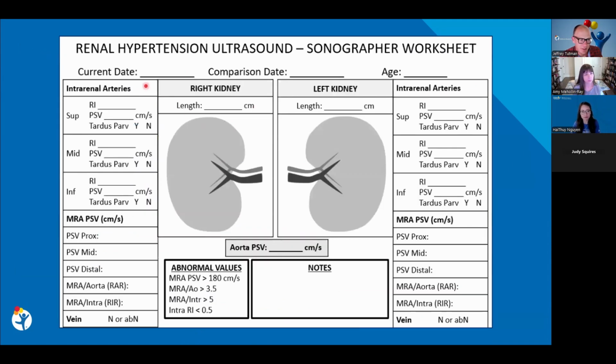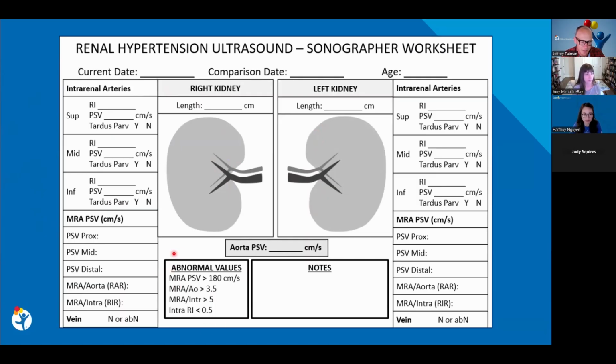I just wanted to share this in case anybody finds it helpful. This is from the Society of Pediatric Radiology. The Ultrasound Committee put this together a few years ago. It's just a reporting worksheet. We actually don't use any reporting worksheet for renal artery or renal Doppler ultrasounds, but I wanted to share this in case anybody finds it helpful.